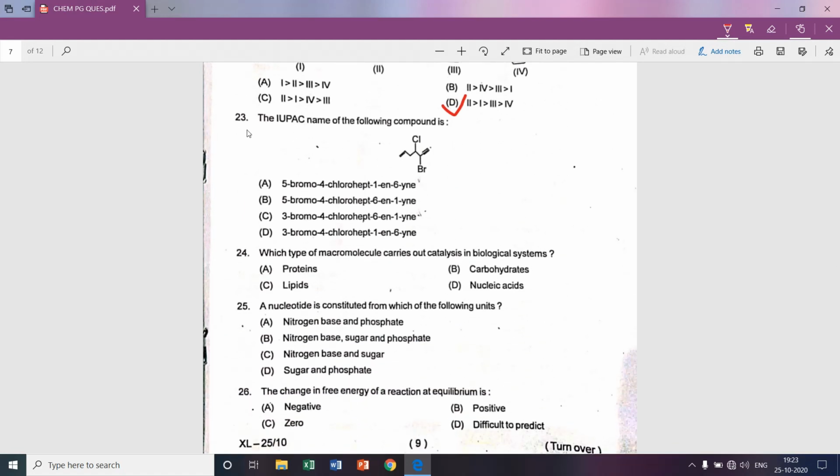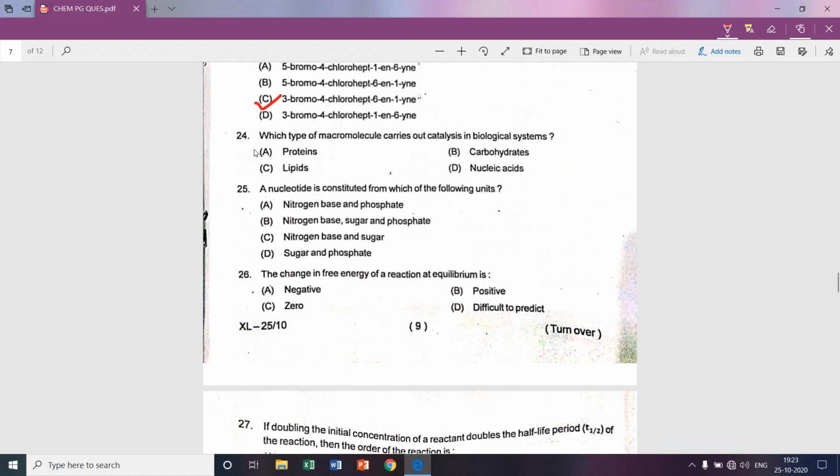Then question number 23. The IUPAC name of the following compound is? It is also a very easy question. Your answer is C. That is 3-bromo-4-chlorohept-6-en-1-yne.